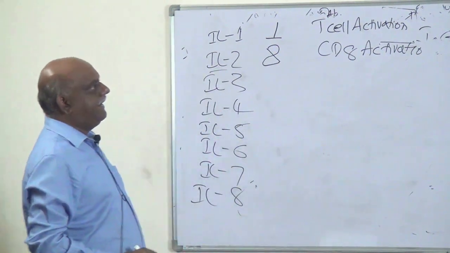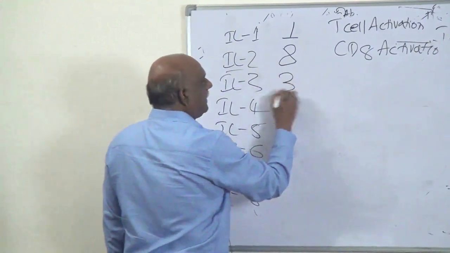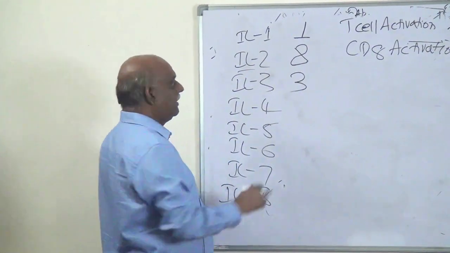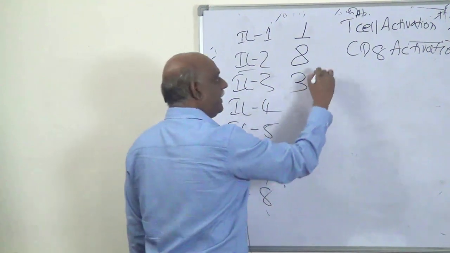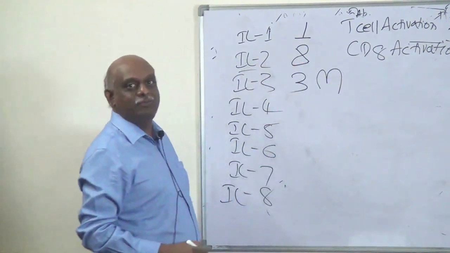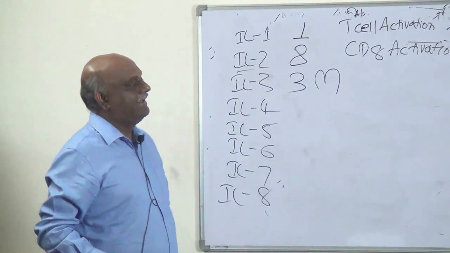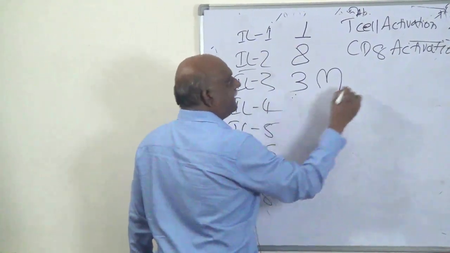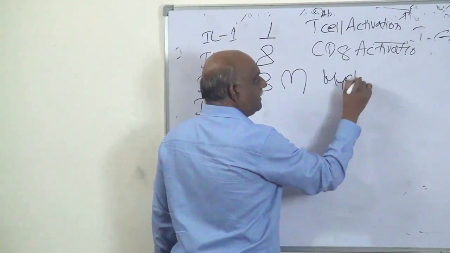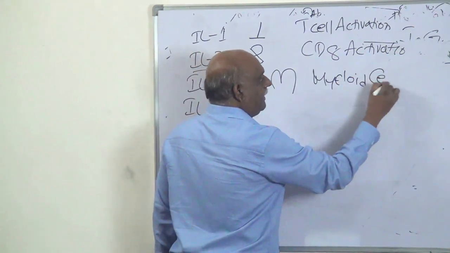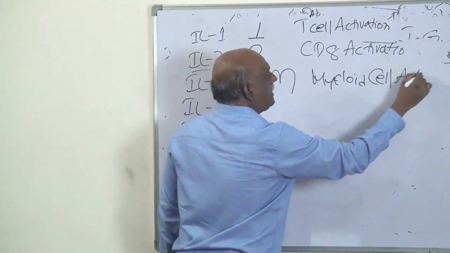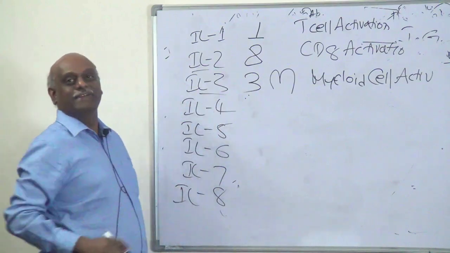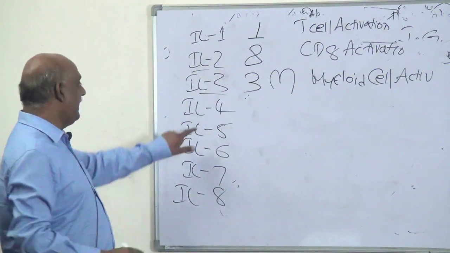Interleukin 3. 3 aisa raita. Isko aisa karo. McDonald ka M ho gaya. Isliye, what is the function of interleukin M? I mean 3. Myeloid cell activation is the function of interleukin 3.